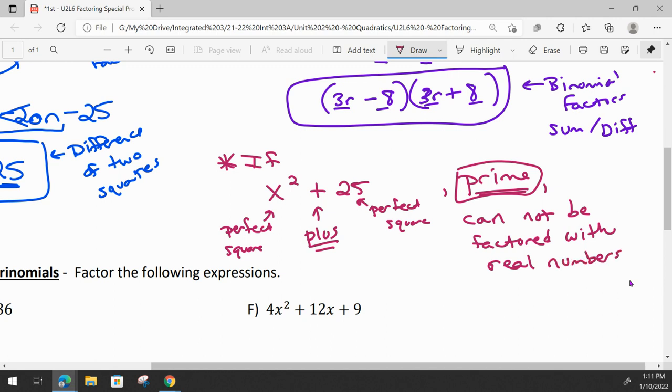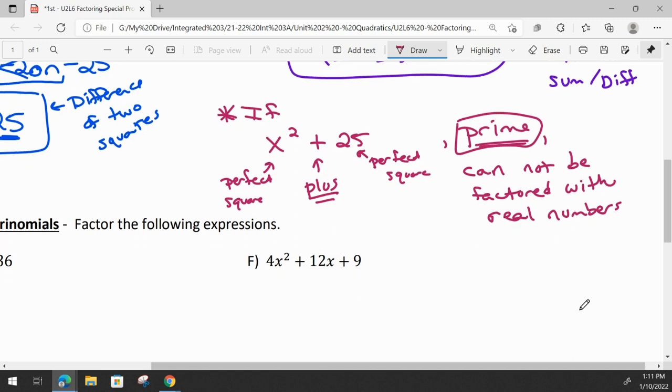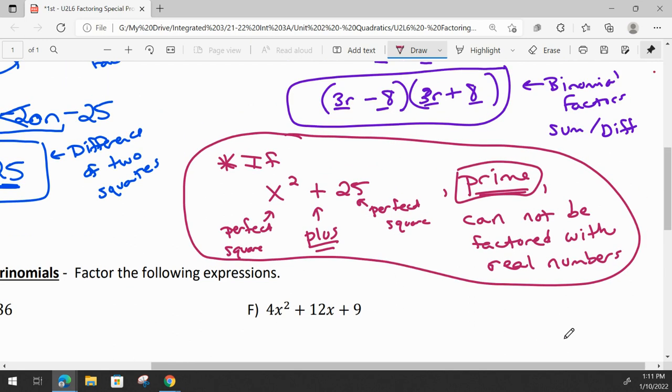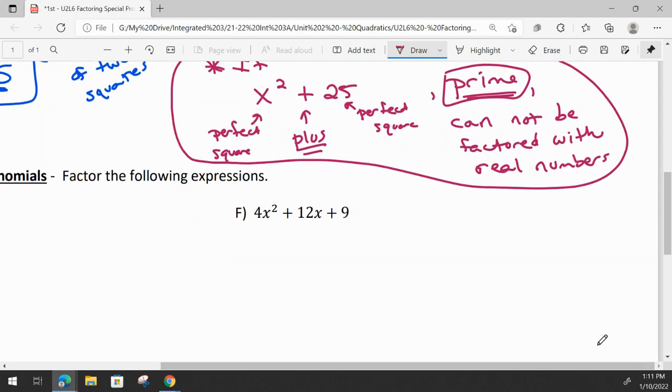Now, when we get to complex numbers or imaginary numbers, then we can see that a sum of squares can be factored using imaginary numbers, but it cannot be factored using real numbers. And just to prove it to you, I'm going to do it off to the side here right now, but then I'm going to probably erase it for this example here.